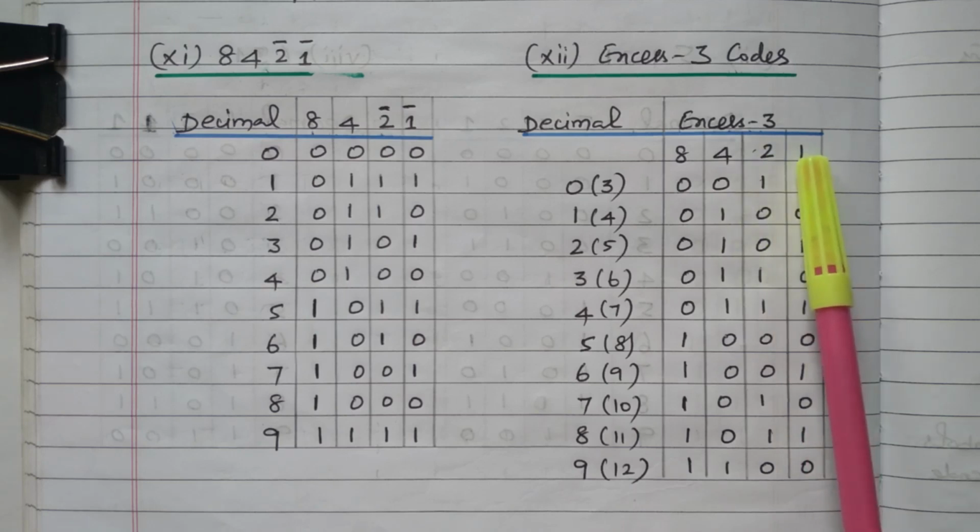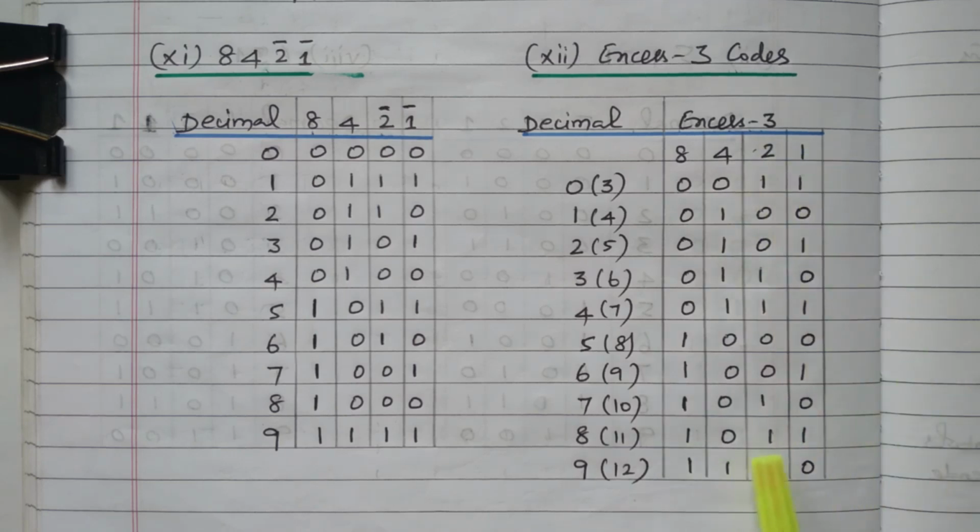10 plus 1 is 11, right? So 1, 0, 1, 1. That is the code for 11. Then how will you get 12? For the decimal number 9, the excess is 12. How will you get 12?